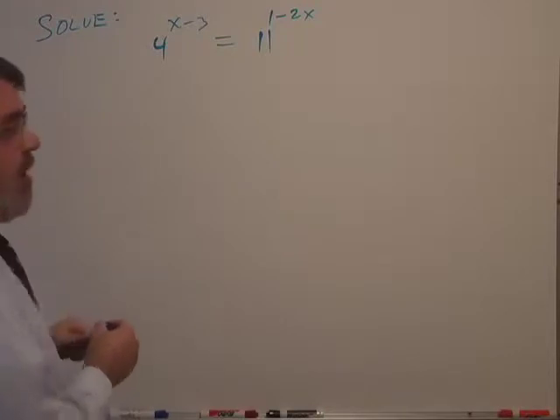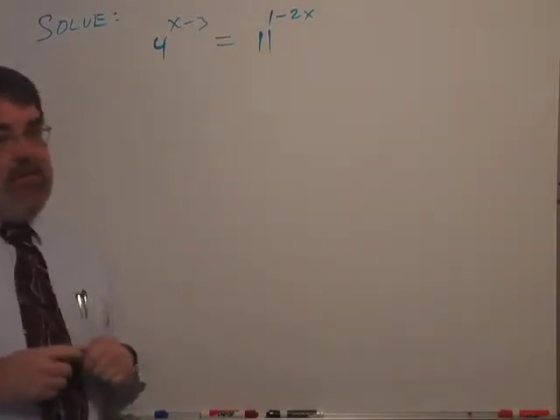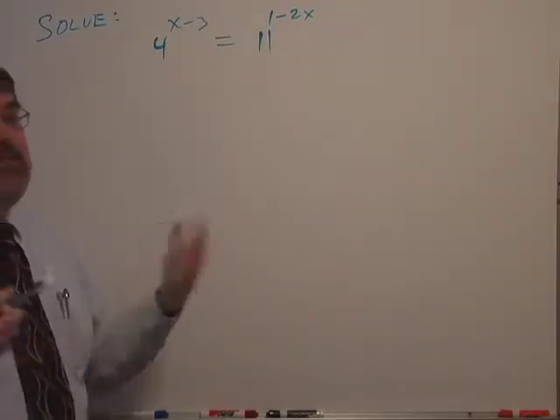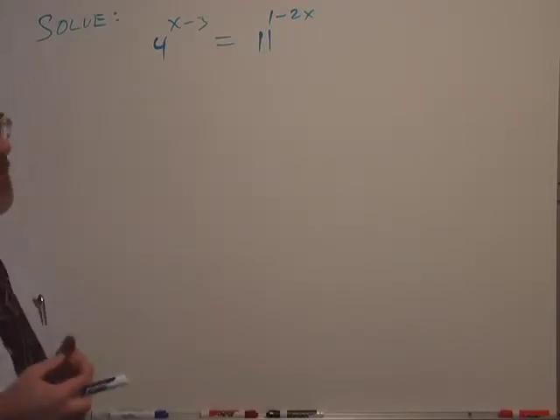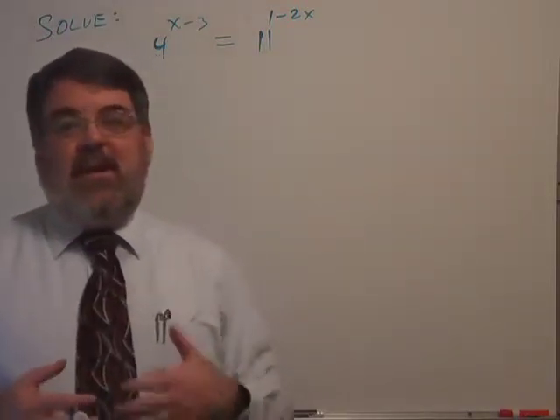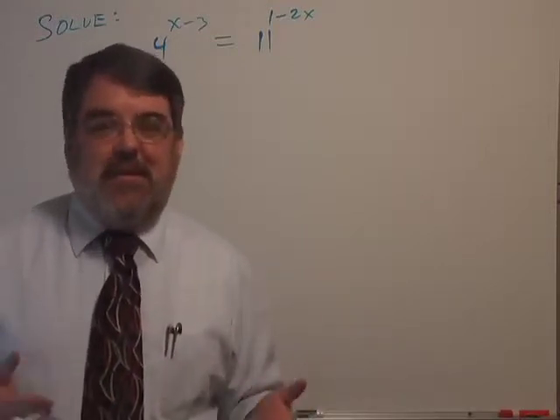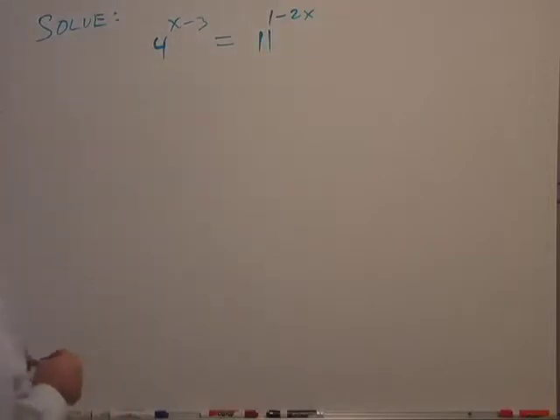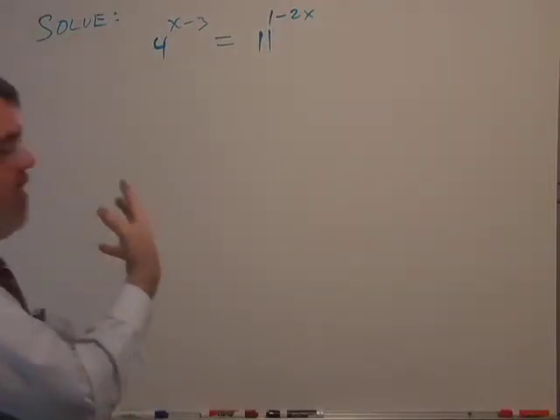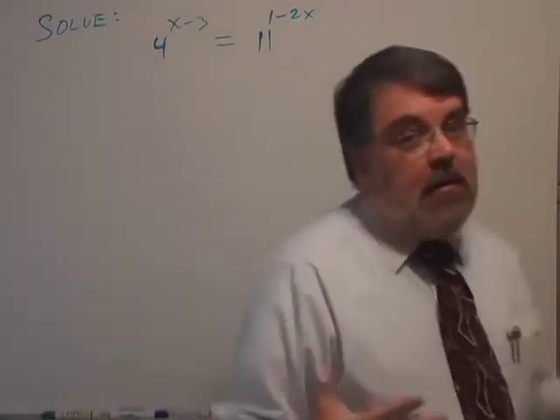Well, our immediate problem is that we don't have compatible bases. 4 and 11 are relatively prime. They have no common factors. They have nothing of that sort in common, so we can't approach this without ultimately using a calculator to get an approximate answer. So I can go about it knowing that we'll probably need a calculator.